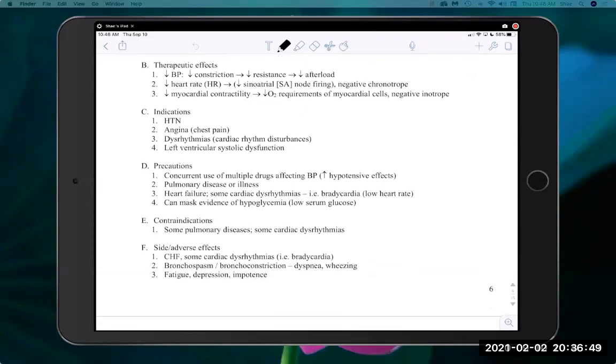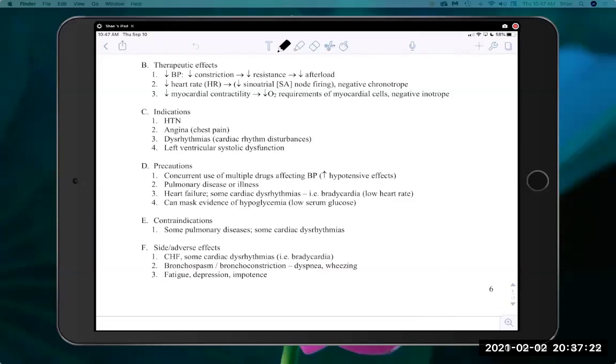Therapeutic effects. Therapeutically, you really want to remember what's happening here with this particular class of drug. We are decreasing blood pressure. That's ultimately what we want to achieve. If we decrease blood pressure, we're decreasing constriction, we're decreasing resistance, we're decreasing afterload. You've seen all that already. What's different is that this particular drug works on the heart's electrical conduction system. So if it's working on that conduction system, this particular class is going to decrease the heart rate.